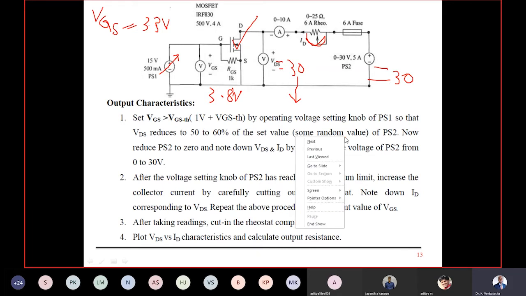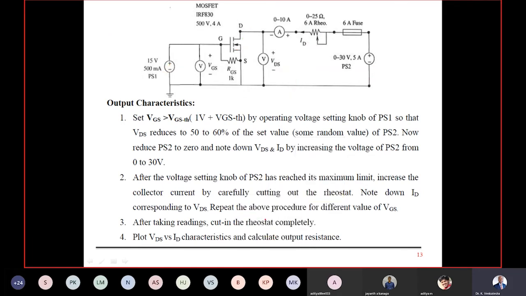Okay, in that way. So what we do here is set your VGS value which is slightly more than the VGS threshold from the last experiment. So I put 3.8 volt. So this was 30, no doubt, but VDS will go down because the switch is already conducting. VDS is no more 30 volt. It may go somewhere to 50 to 60% of the supply voltage. So 50% of supply voltage is 15 volt, or 60% of supply voltage is 18 volt, and it will settle there.